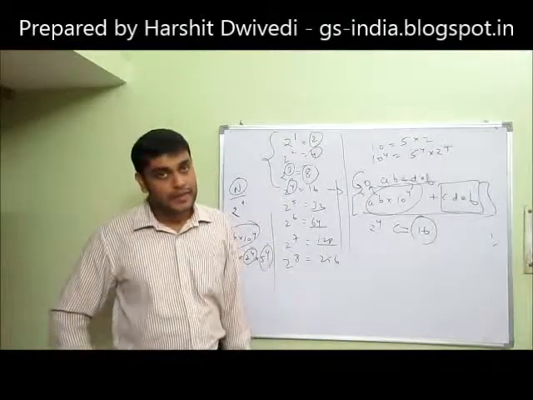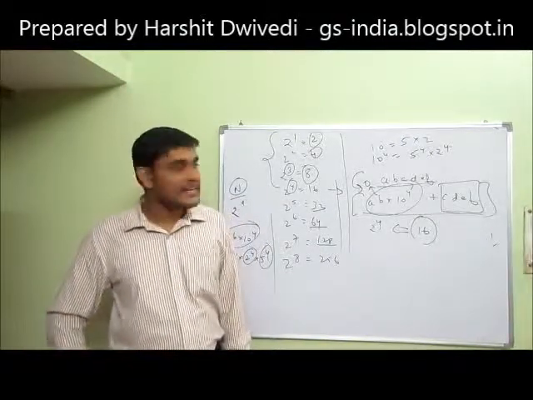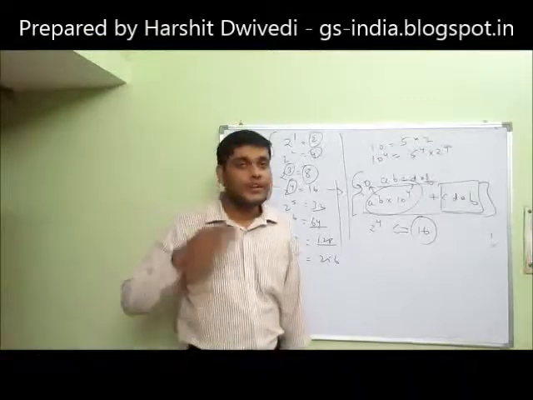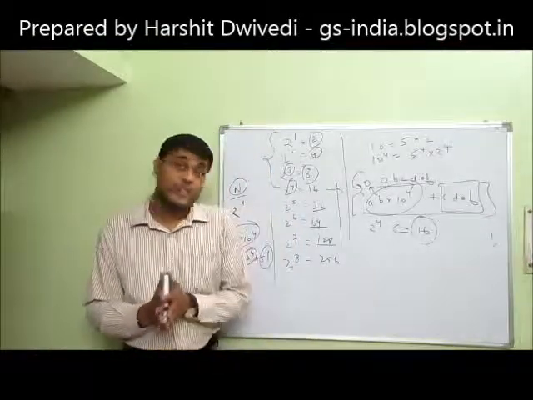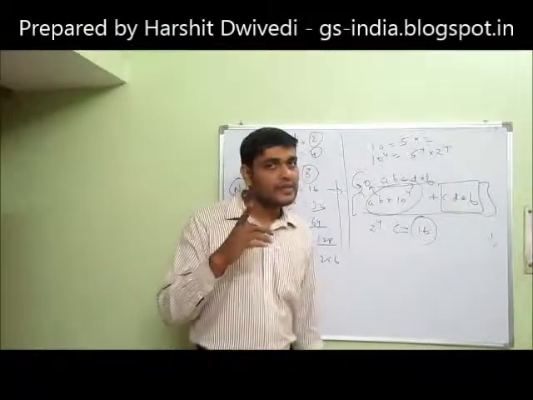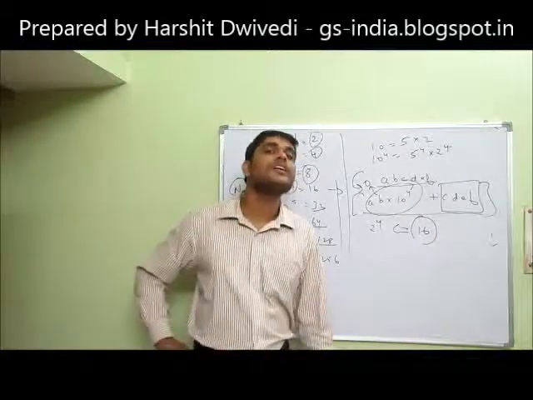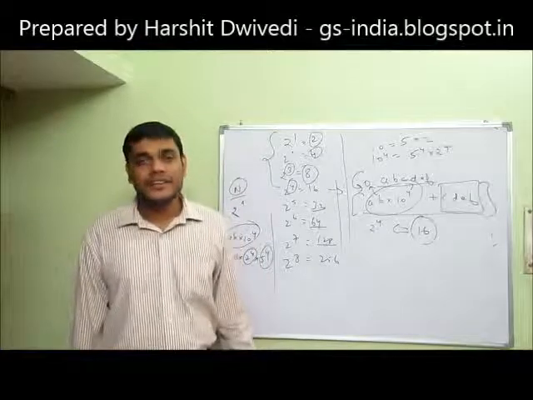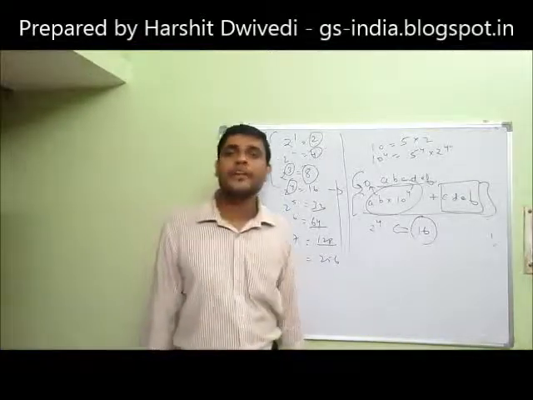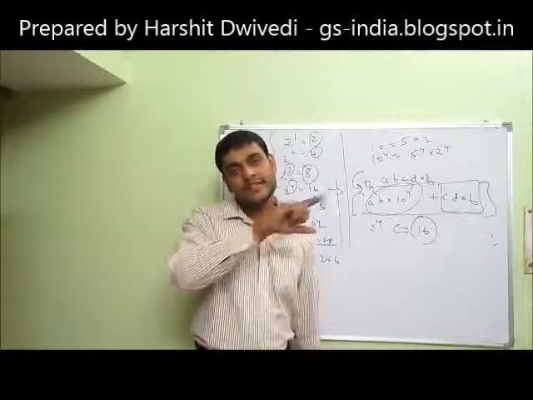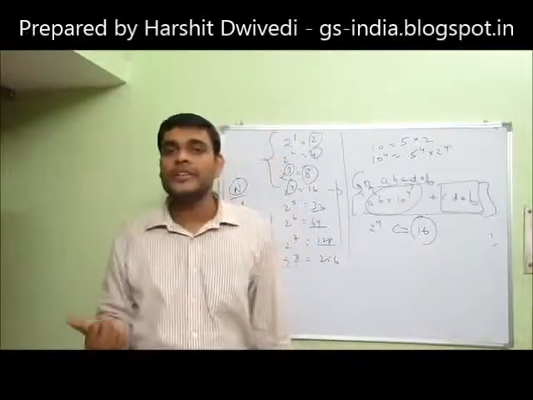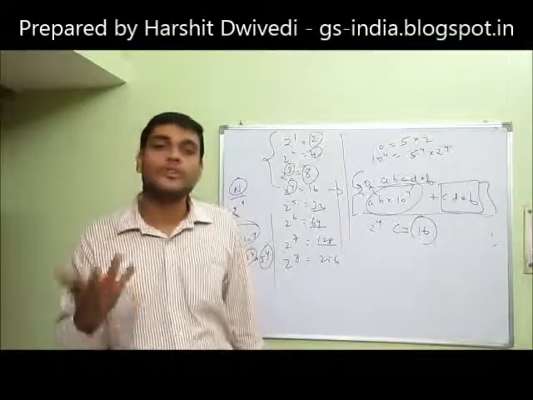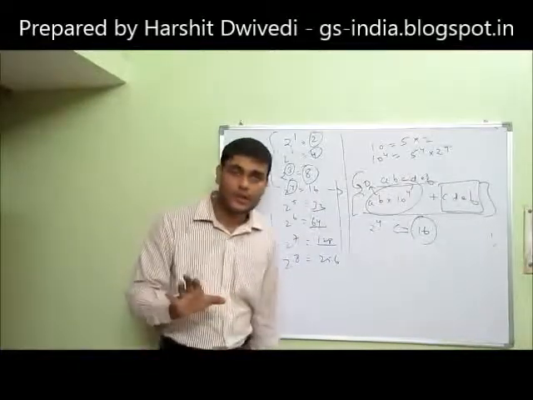But consider the other powers of 3. What is 3? 3 to the power 1. What is 3 squared? 9. What is 3 cubed? 27. But for the divisibility of 27, I cannot say that if I have to check the divisibility of a number by 27, I add all the digits of that number, and if the sum is divisible by 27, the number is also divisible by 27. No, this is not the logic.